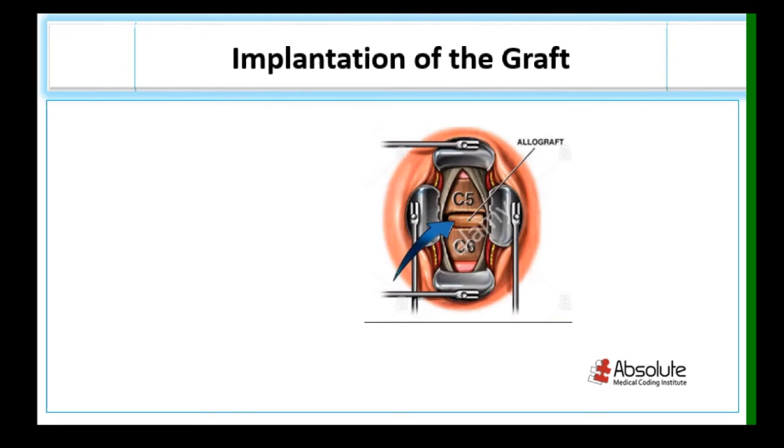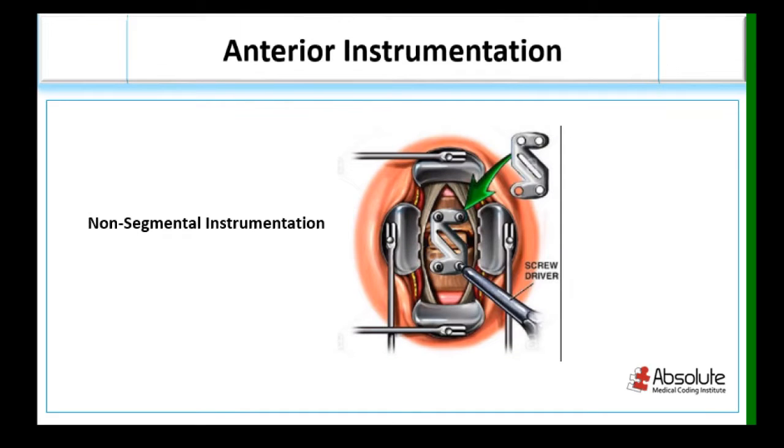The next procedure is implantation of the graft. The doctor takes the graft and places it right between C5 and C6 in that hollow space, right in there. And this process is called fusion or arthrodesis. Now the doctor's got to make sure that the graft remains in place and secure. And this next procedure is called instrumentation. The instrumentation is applied to secure the graft in place. Now the instrumentation that you see is a non-segmental instrumentation. There is only one piece to this instrumentation. That's why it's not segmental. So this is a non-segmental instrumentation.